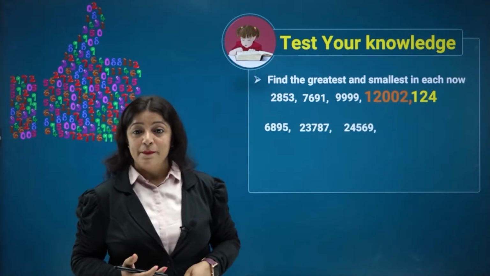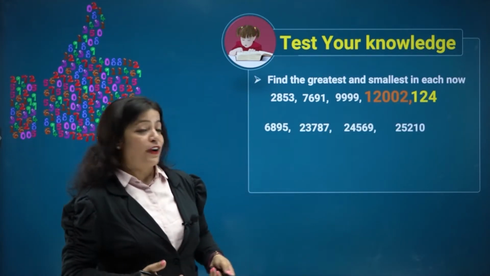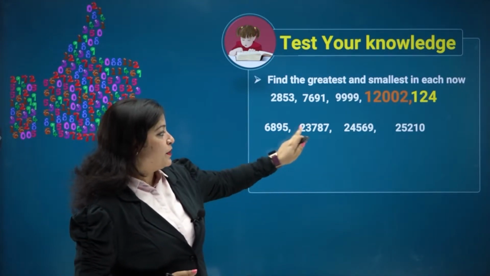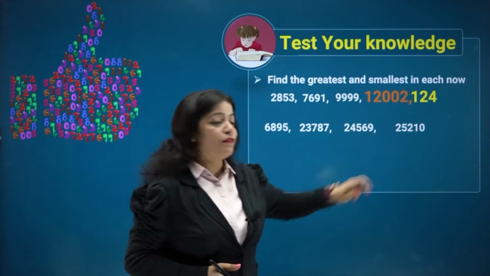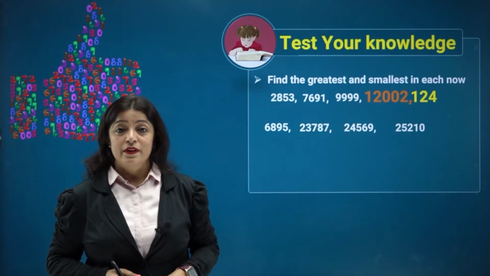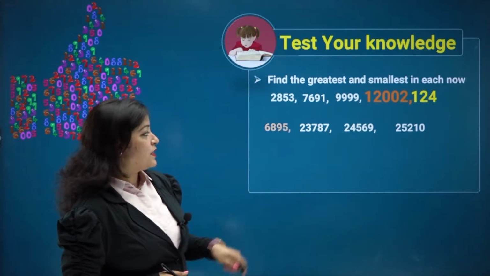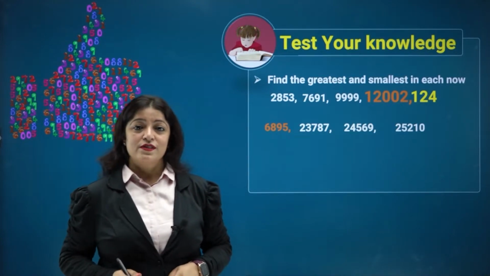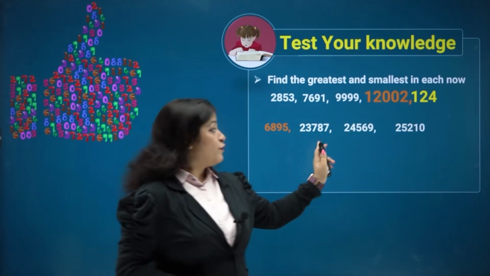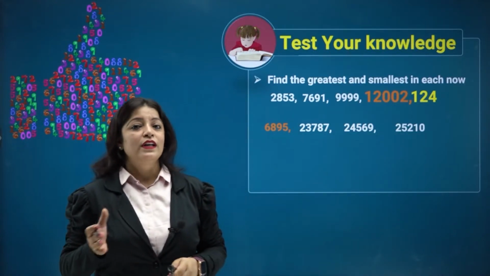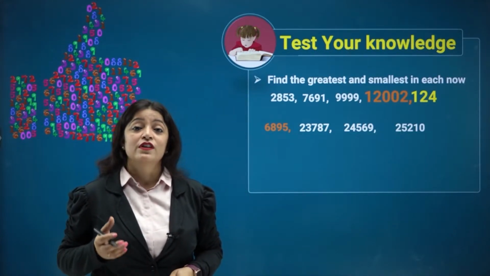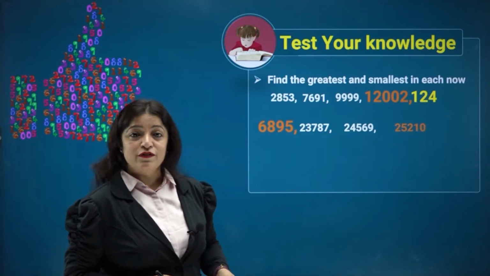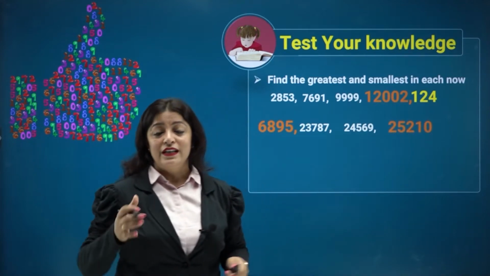Let's do one more example here. Now, in this example, you can find out which is the smallest number and which is the greatest one. This is a 4-digit number, a 5-digit number, a 5-digit number, and again a 5-digit number. Now, how can we compare? We can easily find from this that the number 6895 is the smallest because it has 4 digits. But now, from the remaining numbers, all containing 5 digits, how can we find which is the greatest of all? By looking at the numbers, we can see that 25,210 is the greatest one.